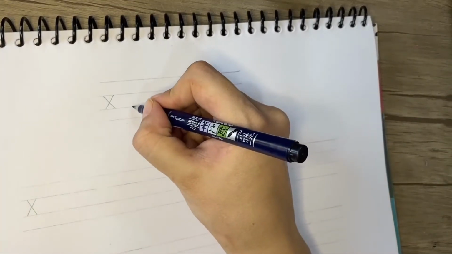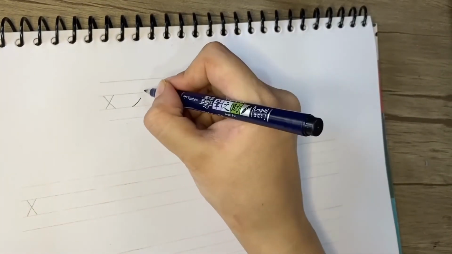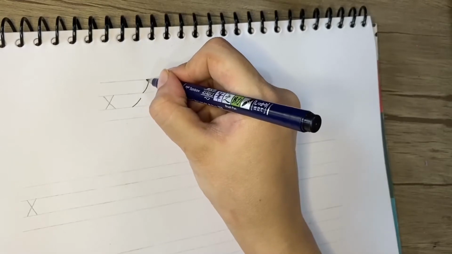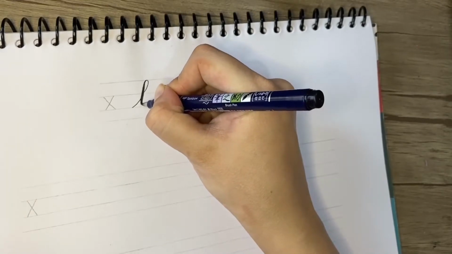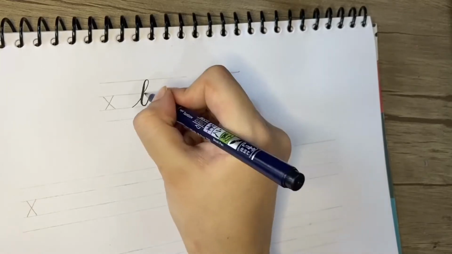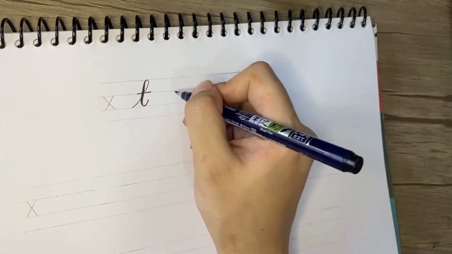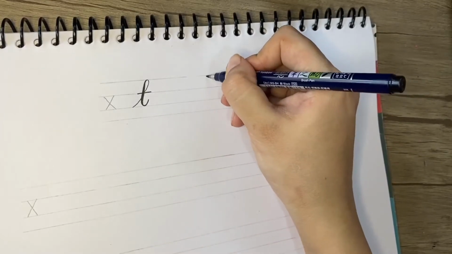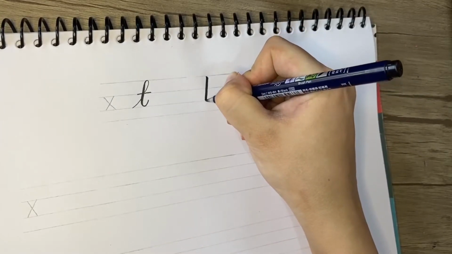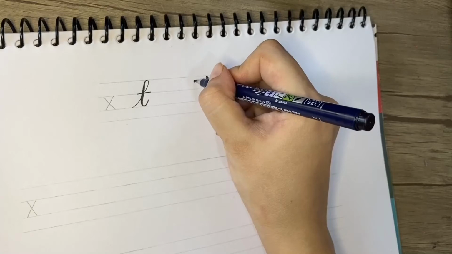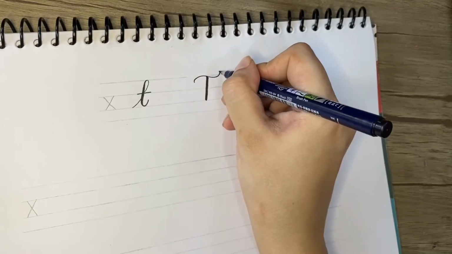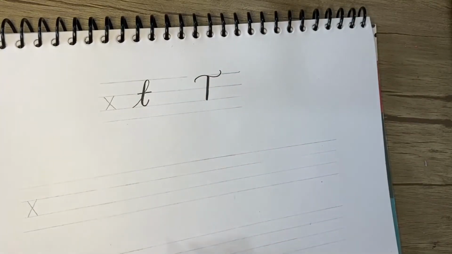I will start with the basic formation of lowercase t. First I will draw an entrance stroke, then an ascending loop, and then an exit stroke. Here I am drawing a horizontal line, so I will use the thin stroke. Now for the uppercase T, first a downstroke. Now you can add a straight horizontal line or you can make a curve like this. So we are done with the basic formation.